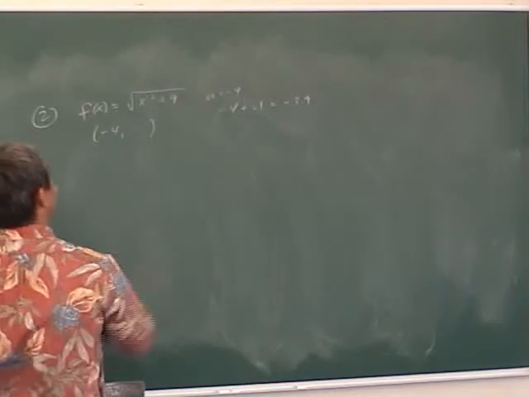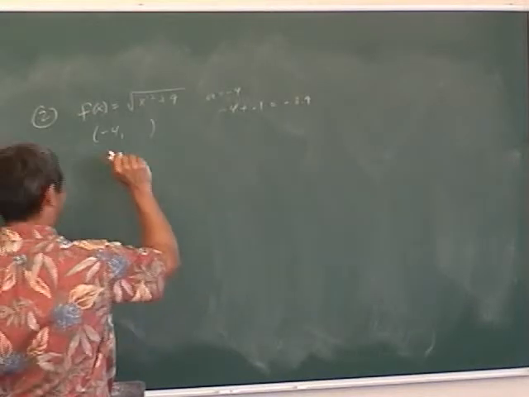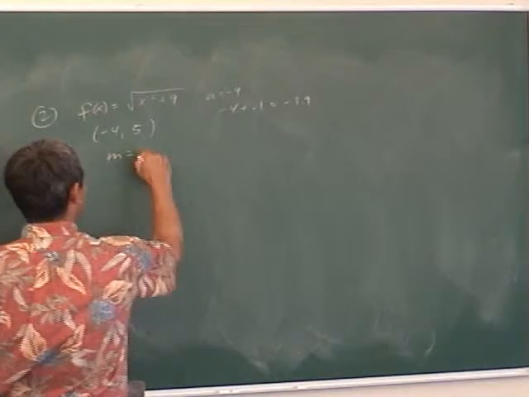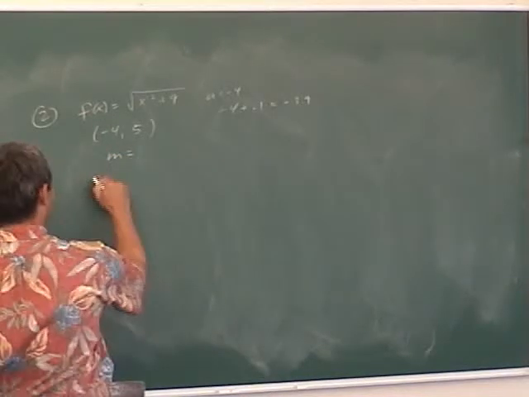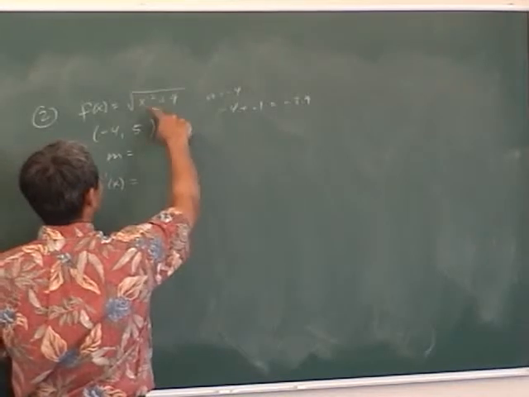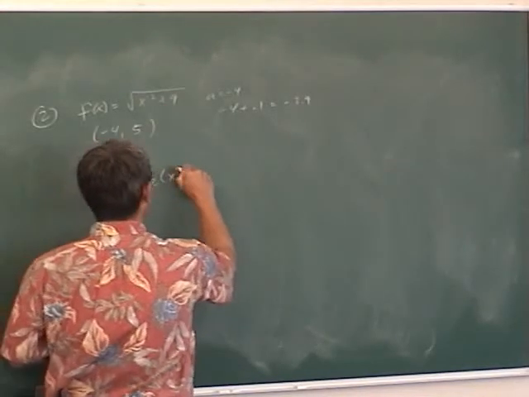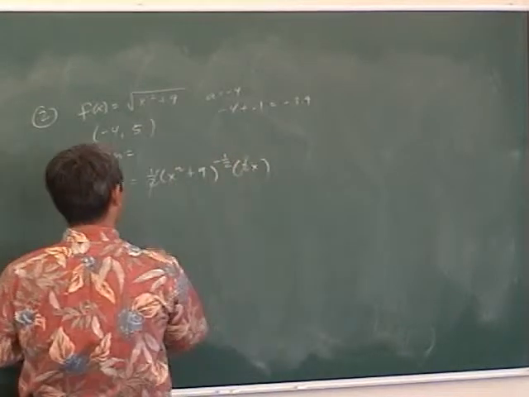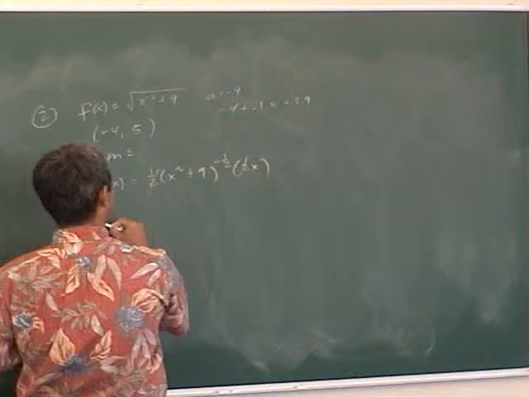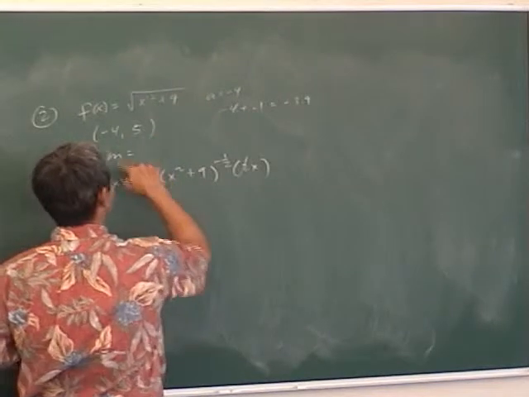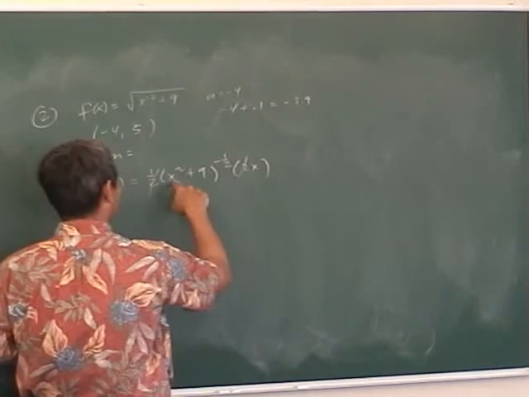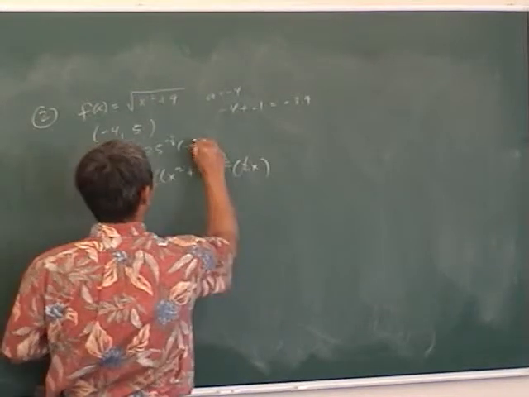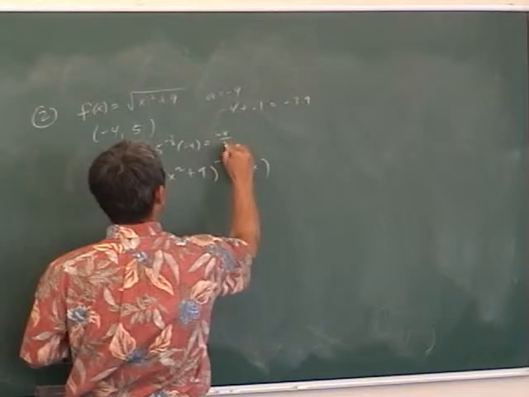You plug it in, you get 5. How do I figure out the slope? You have to take the derivative. How do you take the derivative? Just like box to the 1/2: 1/2 box to the -1/2 times the derivative of box. The 1/2 cancels the 2. So what happens when I plug in -4? We're not plugging in 5. 25 to the -1/2 times -4. So this is -4/5. Did I do that correctly? Yes.